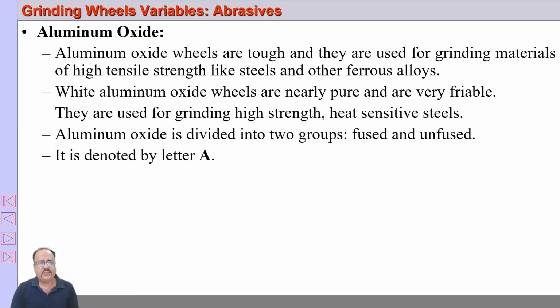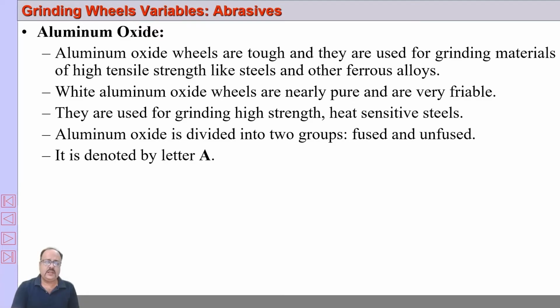Now, aluminum oxide is formed from bauxite ore. Bauxite ore is mixed with coke and sawdust, etc., and heated in a furnace to form a rock-like mass. This rock-like mass is washed and crushed to obtain sharp edges of the abrasives. It is then sieved to separate different sizes, as used in grinding wheel manufacturing. So aluminum oxide is the general purpose abrasive that we use in grinding.